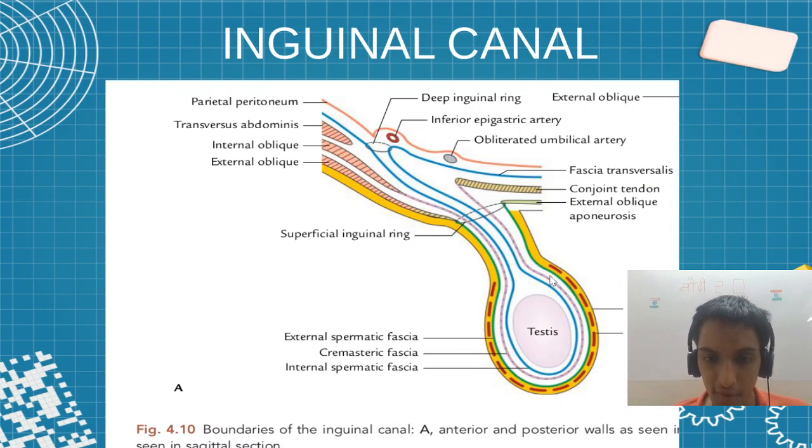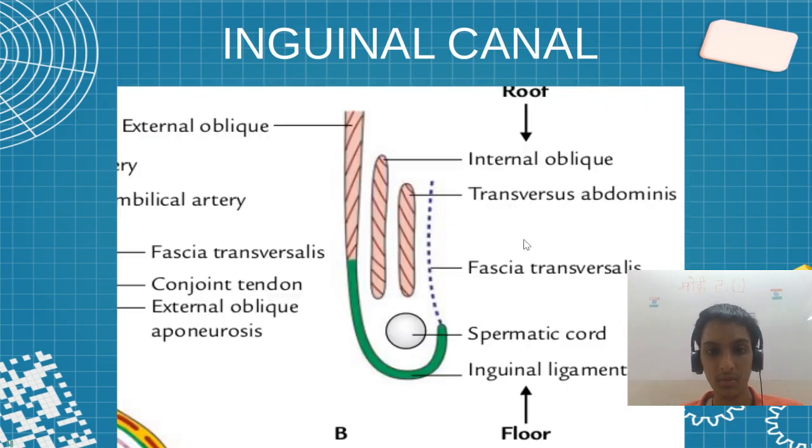Then inside the superficial inguinal ring, we find the external and internal spermatic fascia. Between that, cremastric fascia is there. This is the dartos muscle and outer skin will be present. Let's see the roof and floor. Roof is the fascia transversalis. It was covering three muscles: external, internal oblique and the transversus abdominis. Floor is formed by the inguinal ligament and the spermatic cord.